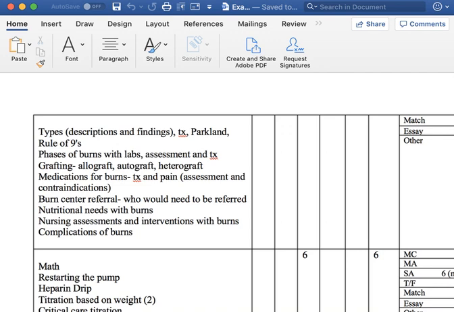And then basically your nutritional needs. So what is your priority nutritional supplementation for a patient with burns?